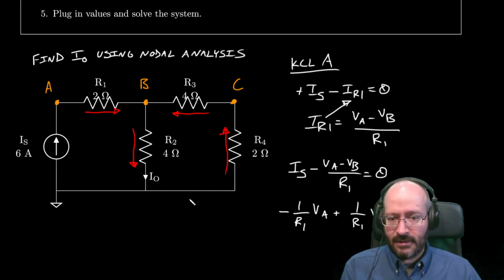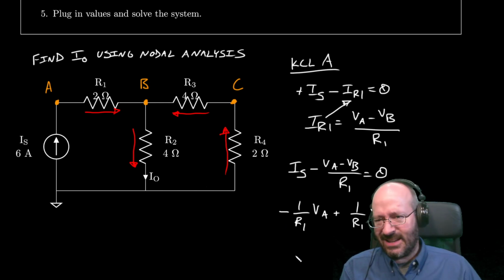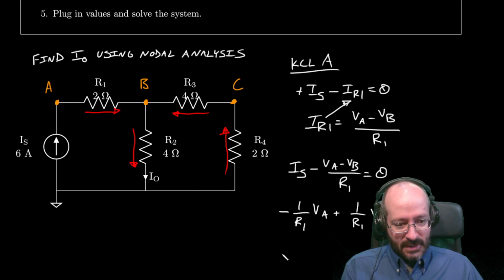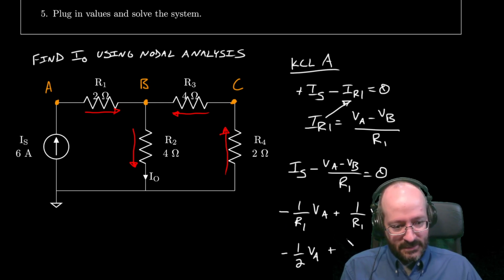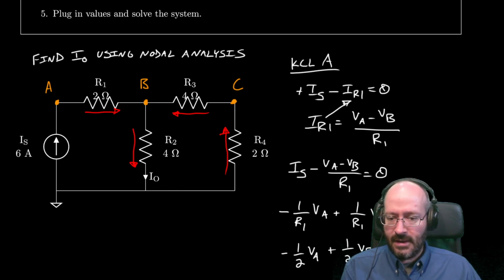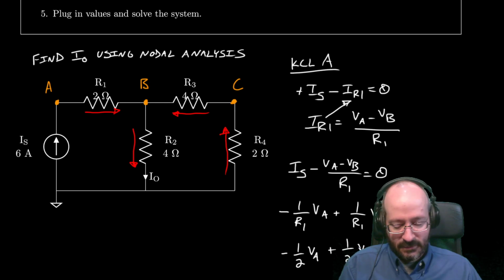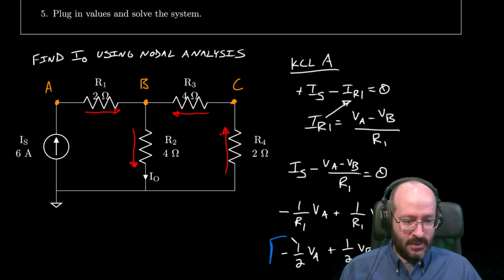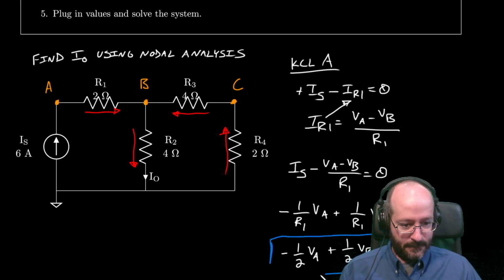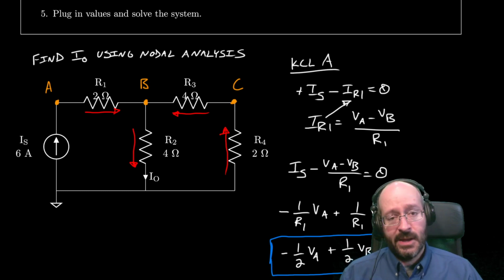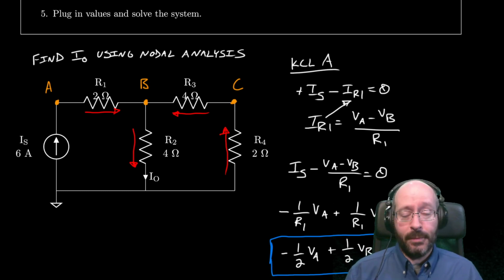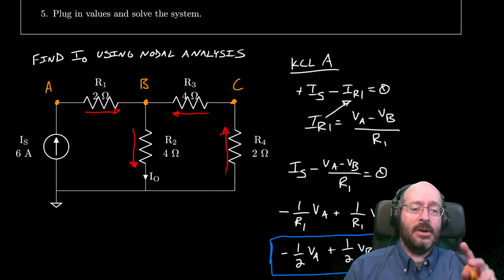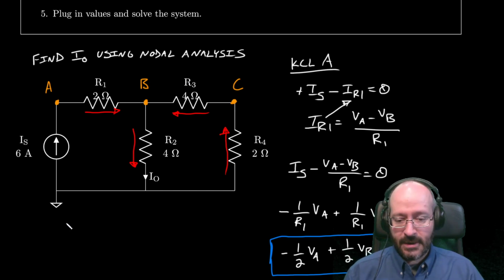I just got to plug in some values. So what's R1 here? We got 2. Okay, I think I can handle that. So I'm going to get negative 1/2 in front of VA, positive 1/2 in front of VB, and IS is 6, so this is going to be negative 6. Okay, so there's my first equation for my system. That was the KCL for A. We just do the same thing for B, and we do the same thing for C. Put it in a system and solve it. So let's keep rolling here.